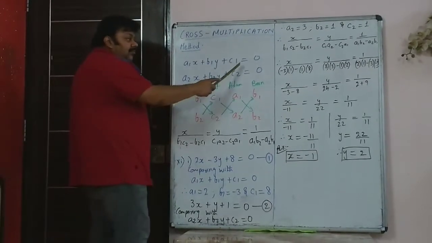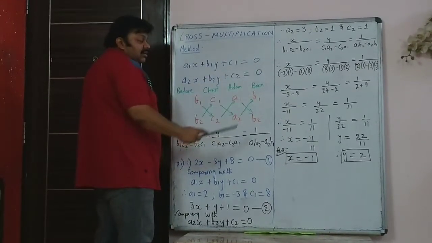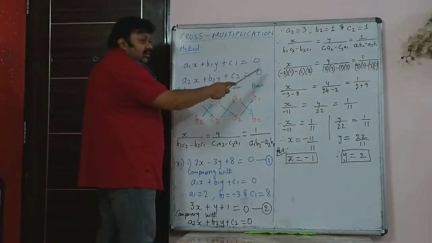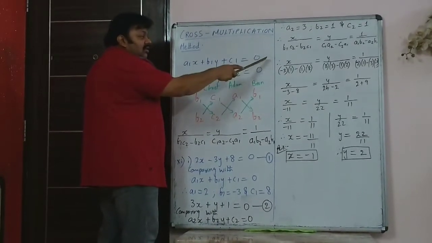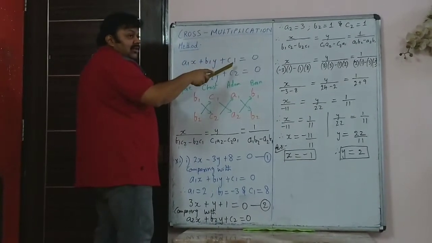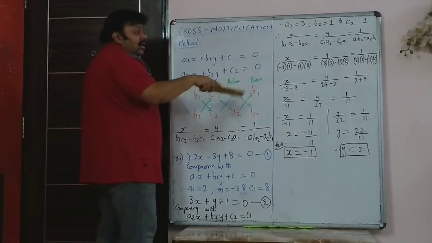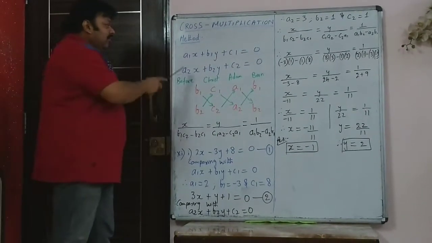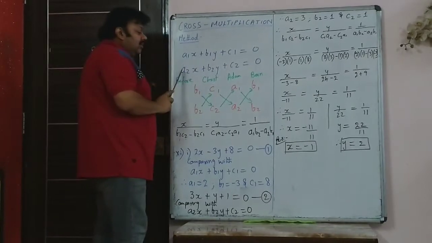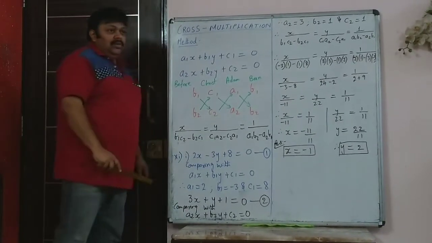Remember, both the equations you have written equal to 0. Even if a term was on the other side, you have to bring it to this side and write equal to 0, and only then can we see what a1, b1, c1 and what a2, b2, c2 are.